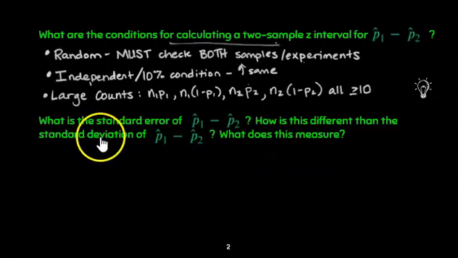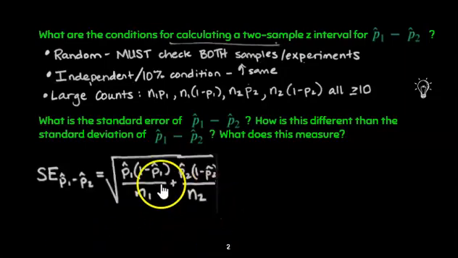Then what's the standard error of the difference of two proportions? And how does this differ from the standard deviation? All right, so the standard error of the difference of two proportions looks like this. Notice previously our standard error was just basically this one fraction here. But now we have two samples, so I have to do it for each of them. And then I add them, then I take the square root.